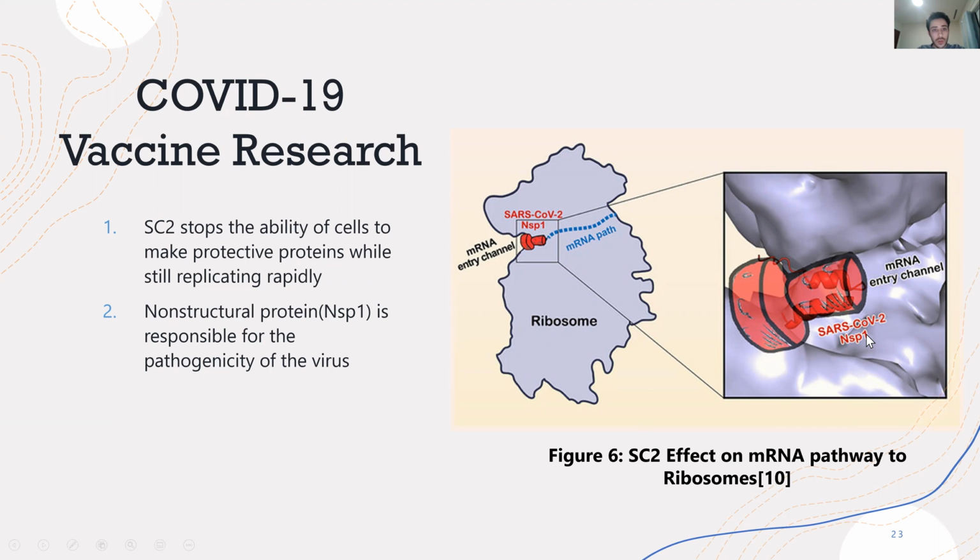So SARS-CoV-2 stops the ability to make protective proteins while still replicating rapidly. NSP1 is basically what is responsible for the pathogenicity of the virus. Here in figure 6, we can see that the NSP1 here stops the mRNA from entering the ribosome and thus does not allow the proteins in the ribosome to be produced.